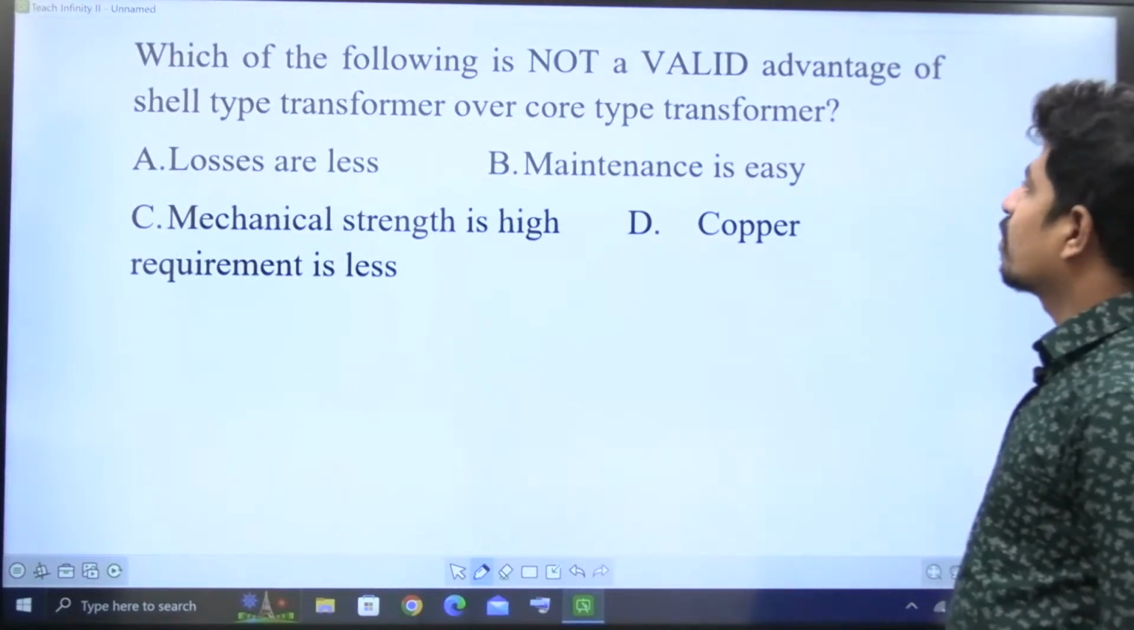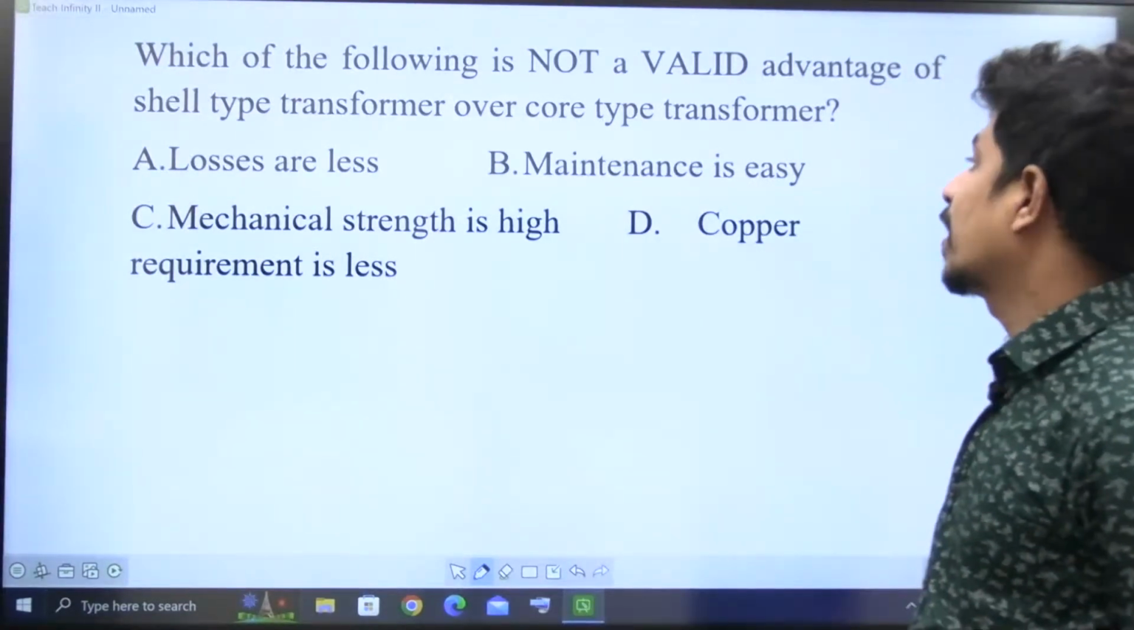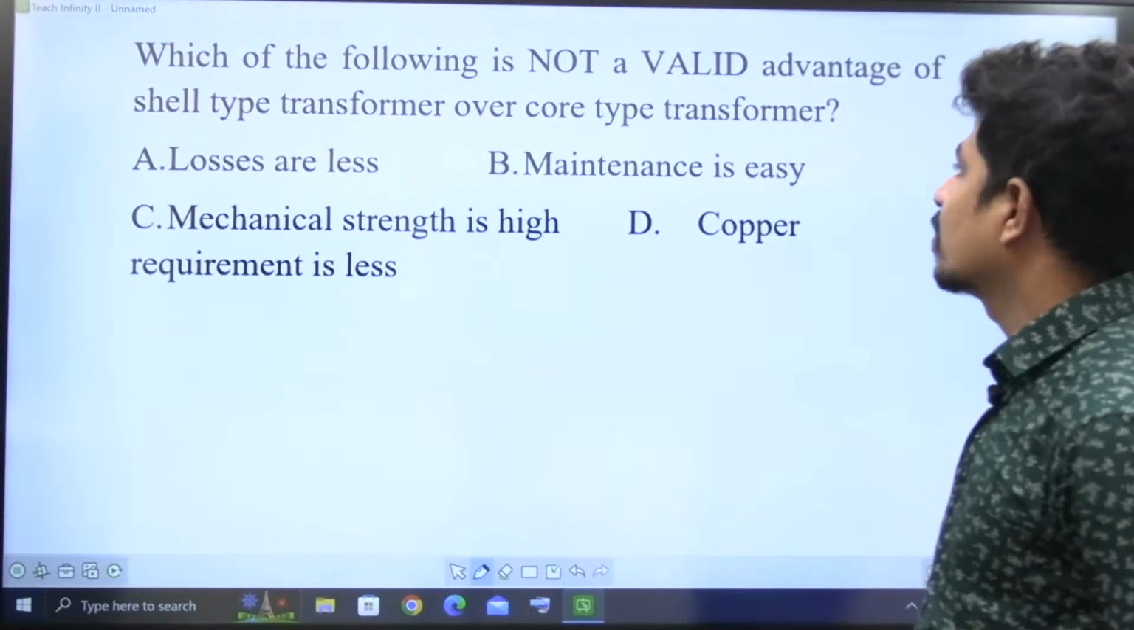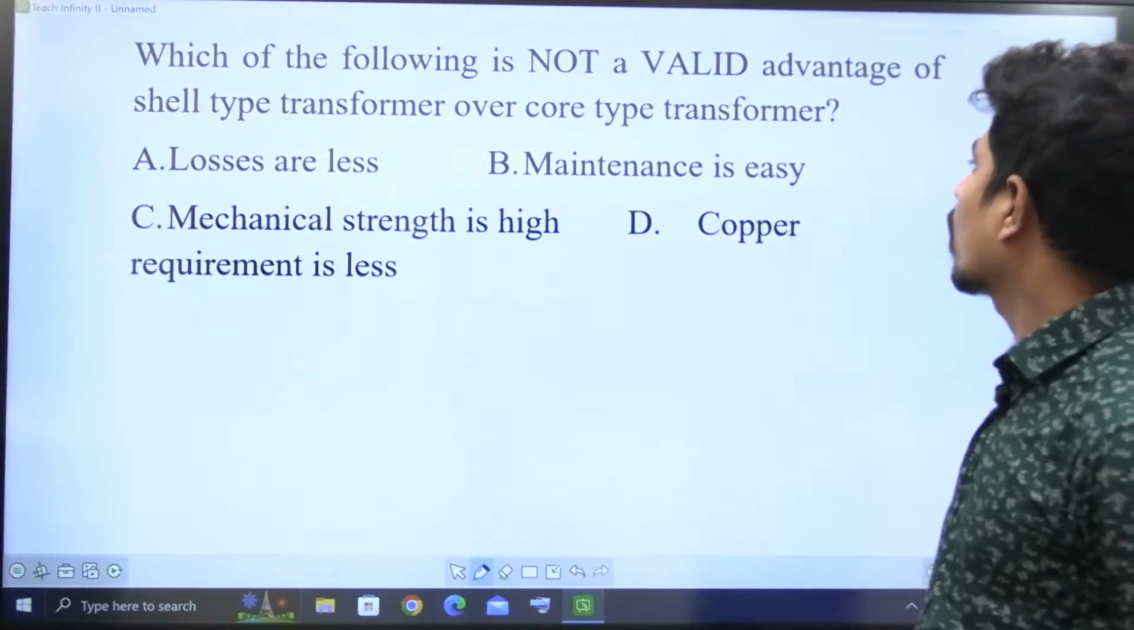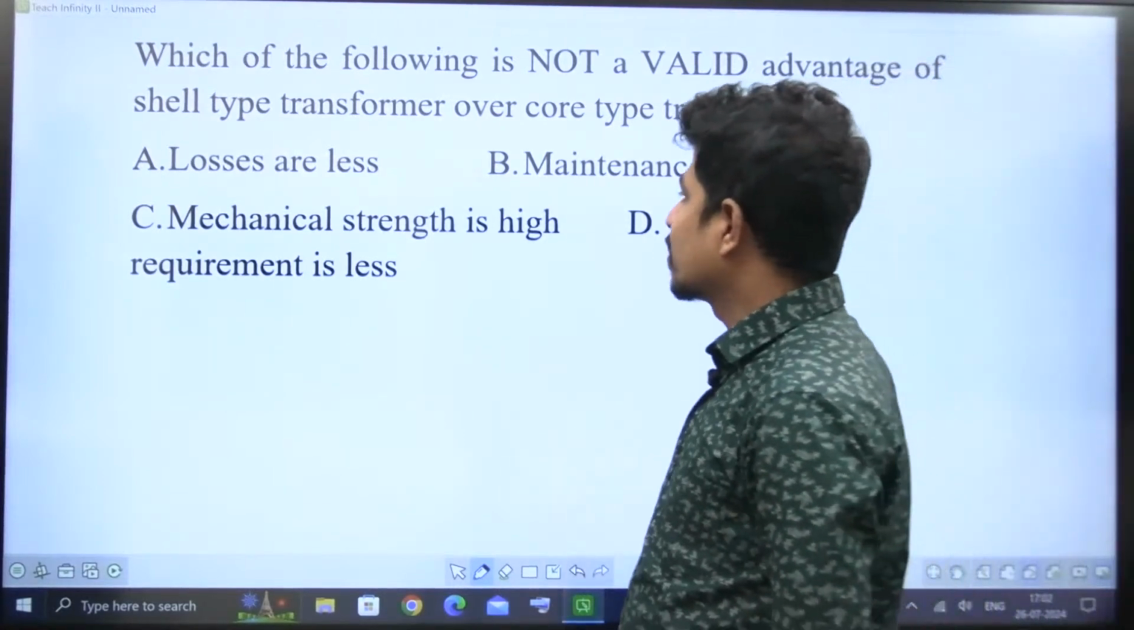Next, which of the following is not a valid advantage of shell type of transformer or core type of transformer? See, losses are less.